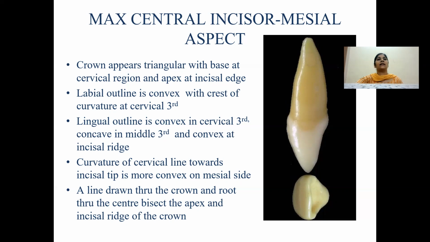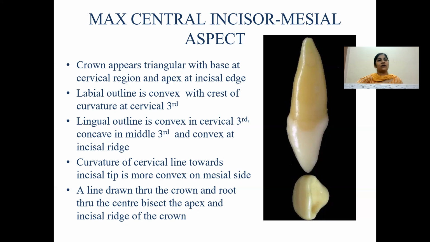So in this aspect, the crown is triangular or wedge shaped with the base at the cervical region. Because it is wider over there, as we said, the crest of the curvature, both labially and lingually, is mainly at the cervical area, coronal to the cervical line. So the greatest labial measurement is felt over there.